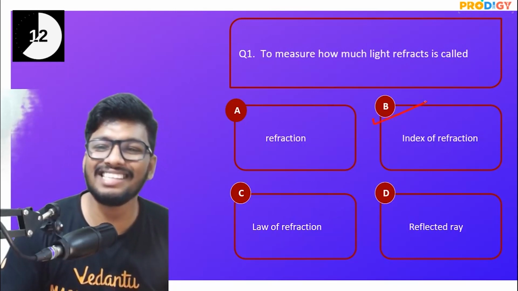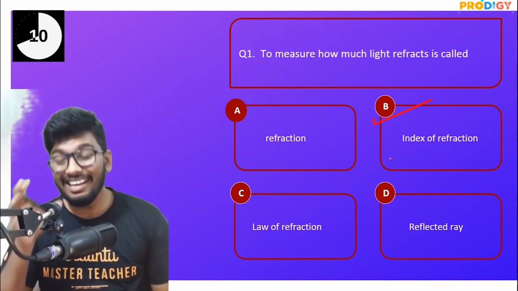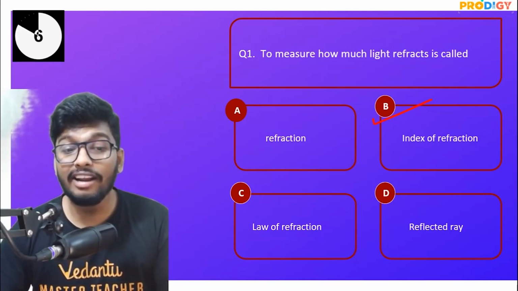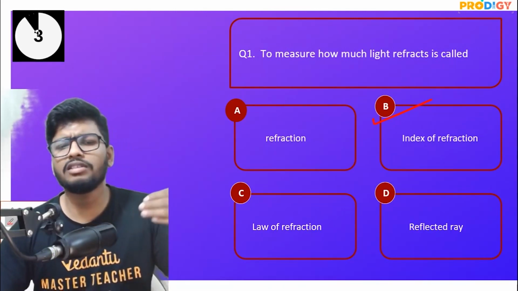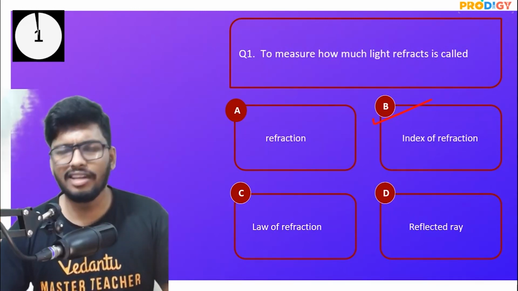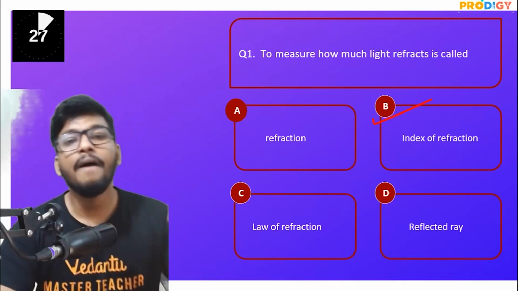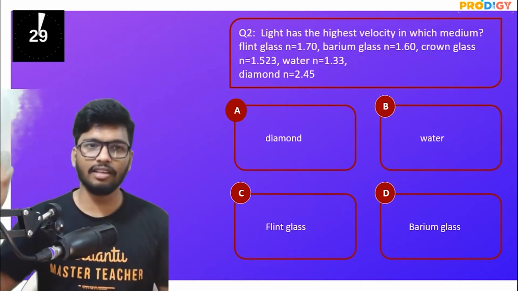The answer, guys, is the index of refraction. The index of refraction is what is going to tell you by how much a ray of light is going to bend. So it's also called refractive index or index of refraction. That is what tells you in a particular medium how much a ray of light is bending. So that is the answer, guys. Moving on to the second question. Again, 30 seconds. It has already started.